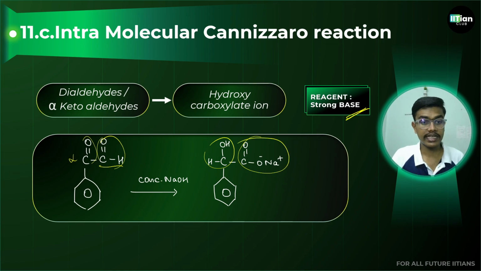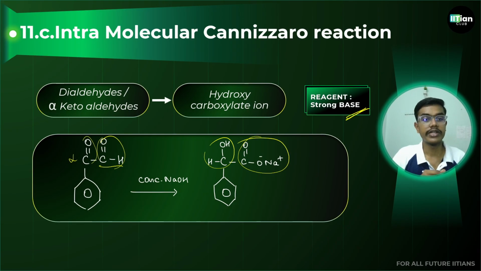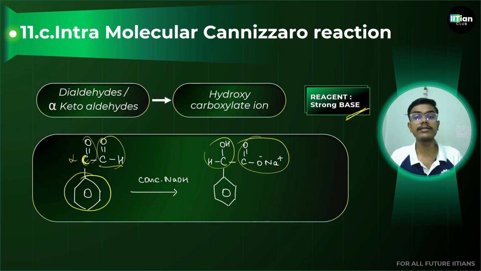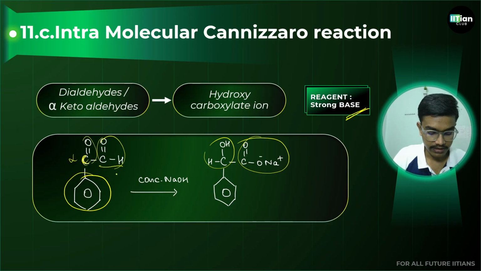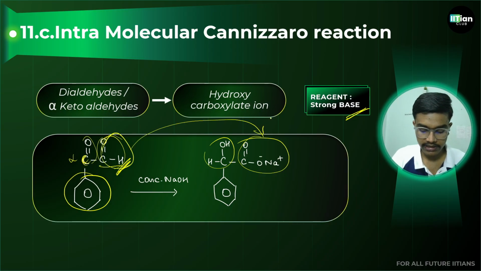But why? The same concept applies over here also. Which is more electrophilic gets oxidized, and which is more nucleophilic gets reduced. Here also you can see that this group is a plus R group, and this carbon, the alpha carbon over there, is more nucleophilic, and this is more electrophilic. Hence, this is getting oxidized to sodium salt of carboxylic acid and the other one is getting reduced to alcohol. I hope you got this concept.